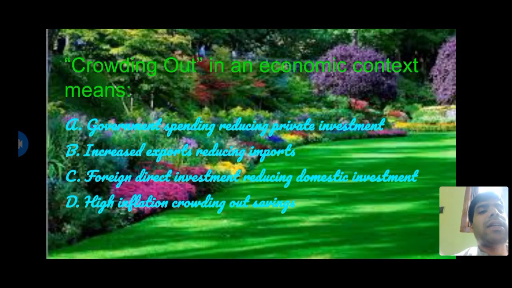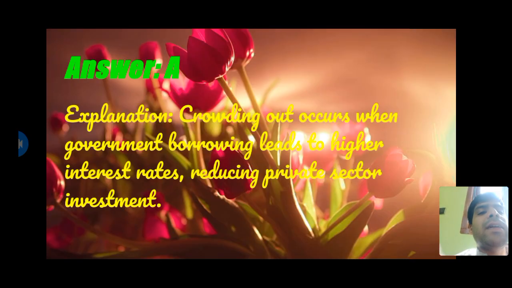and increasing growth. And the next question is, crowding out in an economic context means, options are, option A, government spending reducing private investment, option B, increased exports reducing imports, option C, foreign direct investment reducing domestic investment, option D, high inflation crowding out savings. And the correct answer is option A. Crowding out occurs when government borrowing leads to higher interest rates and reduces private sector investment, because there will be less money available to the private sector.